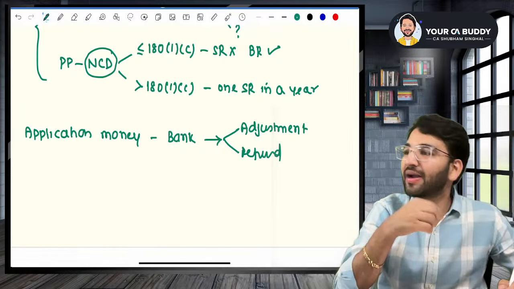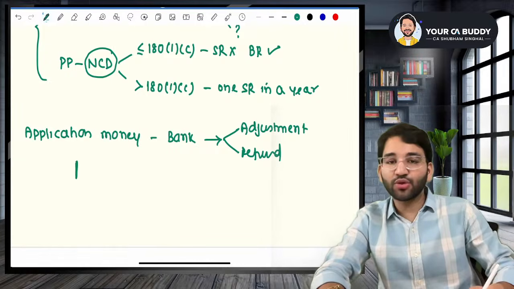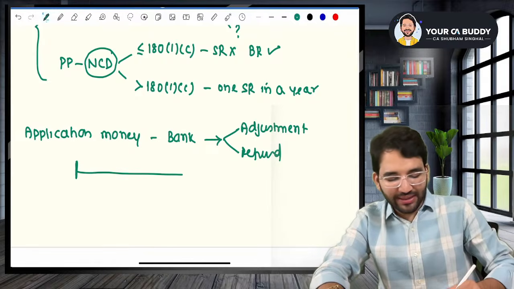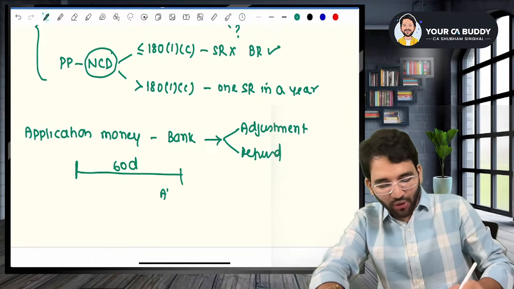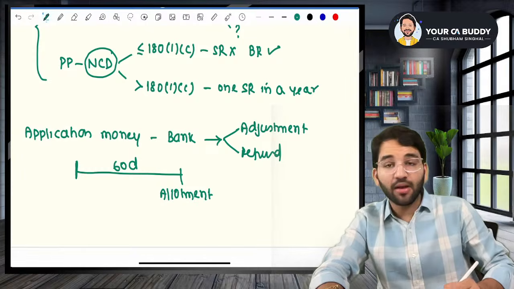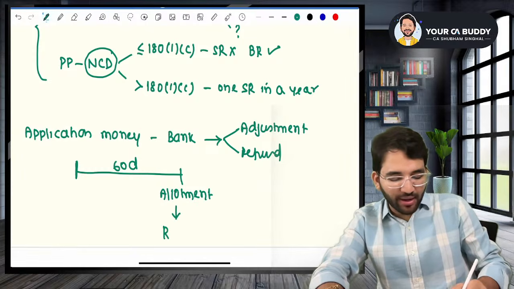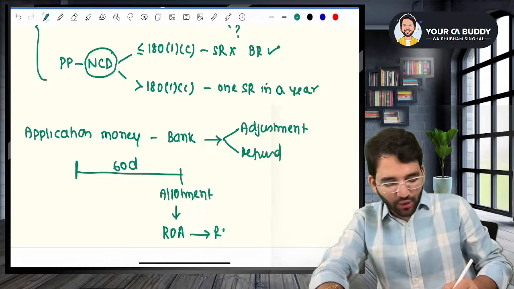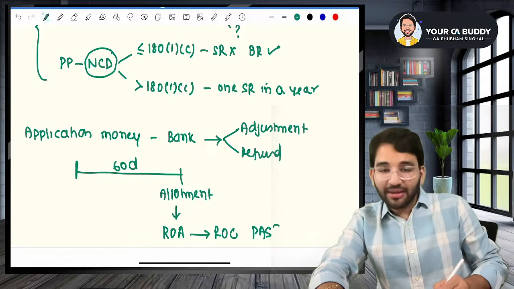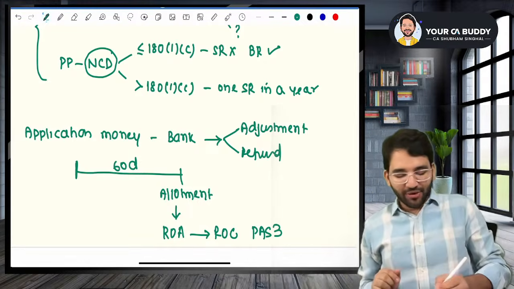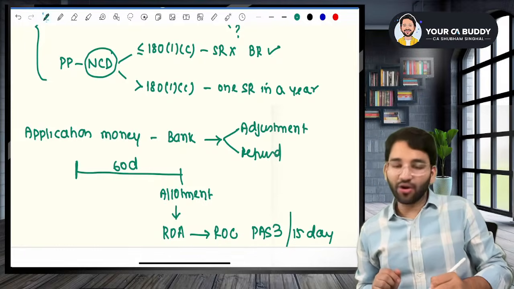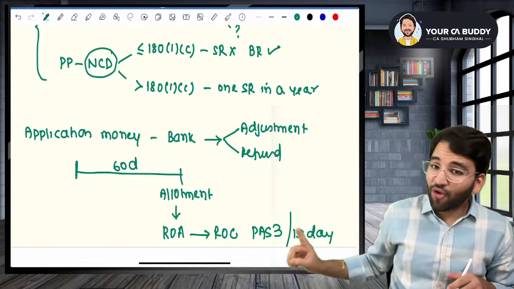Now, what does the company say? Once your issue is closed, you go for allotment within 60 days. If you are able to allot, then you file the return of allotment with the ROC in form PAS-3. Same form, but you'll have to file this within 15 days, not 30 days. Same format, but 15 days.